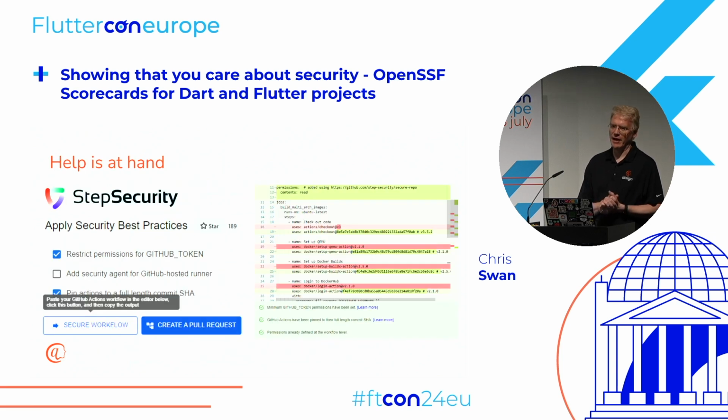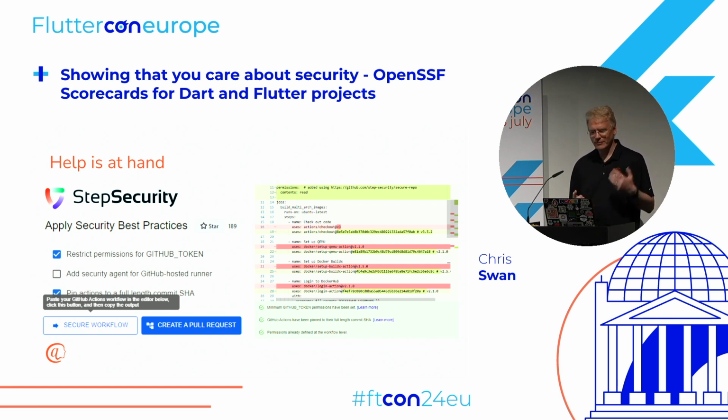And the reason for that is help is at hand. And so when you implement Scorecard and see the reports, it will link through to tools that are going to help resolve the issues that it picks up. And one of the most frequent issues it's going to pick up is unpinned dependencies.